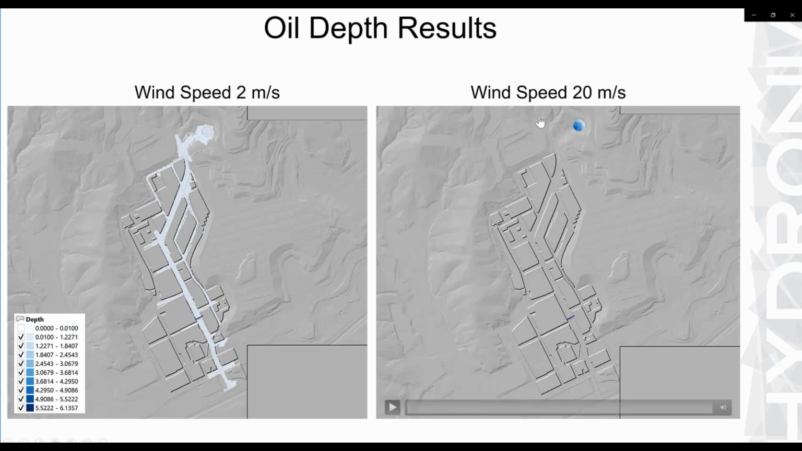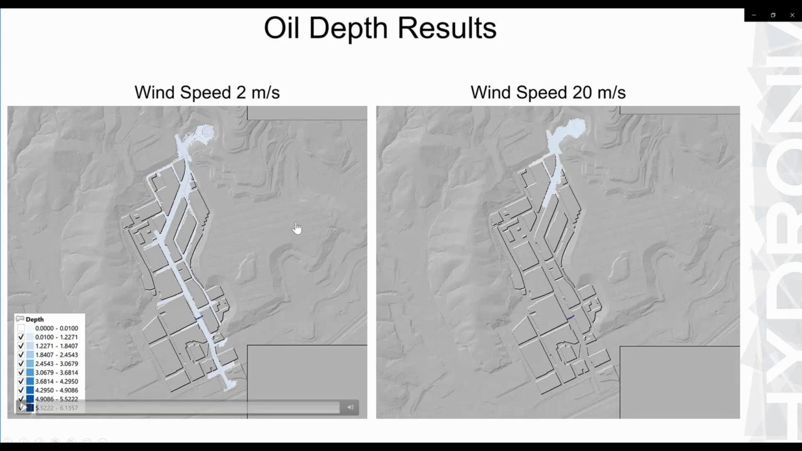So the run at the right, the only difference, as I said, is only an increase in wind speed. So it will be an assumption that there will be a very low wind speed, and this will be a situation where the oil will occur at a moment where the wind speed was very high. This is what happens.